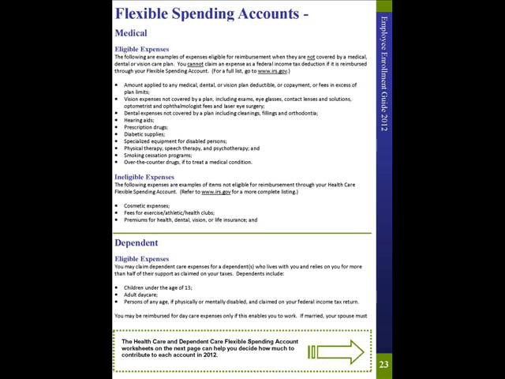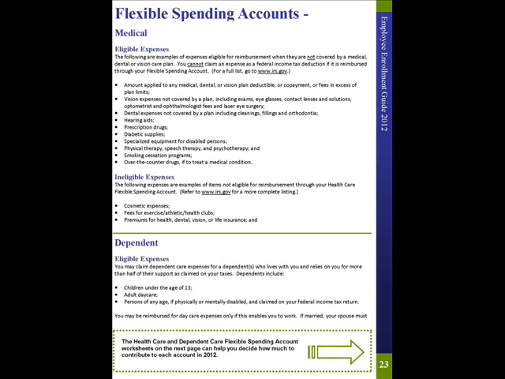Dependent eligible expenses. You may claim dependent care expenses for a dependent that lives with you and relies on you for more than half of their support as claimed on your taxes. Dependents include children under the age of 13, persons of any age if physically or mentally disabled and claimed on your federal income tax return. You may be reimbursed for daycare expenses only if this enables you to work or be looking for work, be a full-time student, or be disabled.